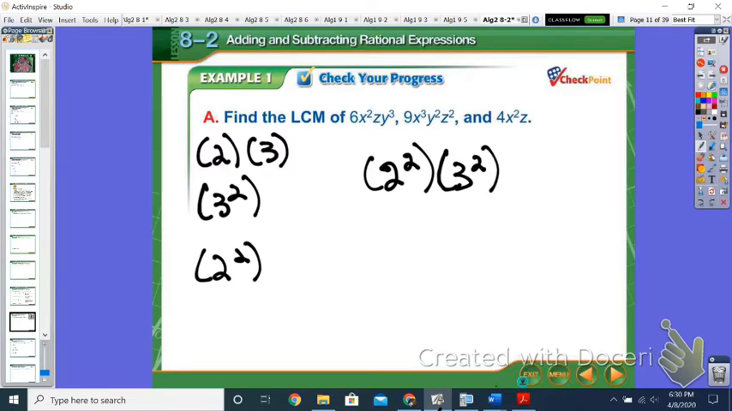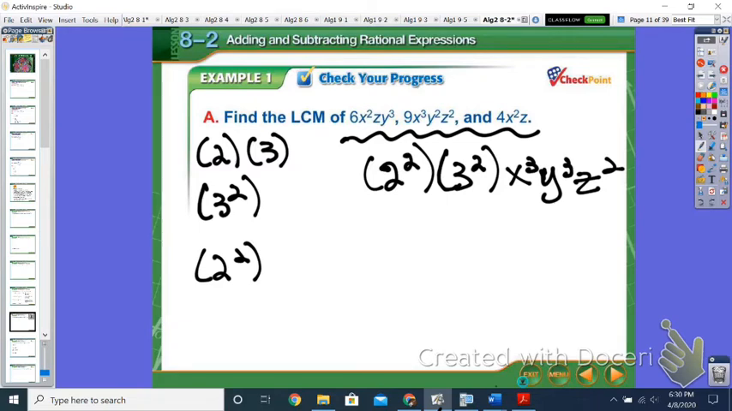And again, that was the hard part, because if I look at my x's, going back to the original up here, I want the highest power I see on an x, which would be x cubed. I want the highest power I see on a y, which would be y cubed. And I want the highest power I see on a z, which would be z squared. Now all I got to do is simplify this.